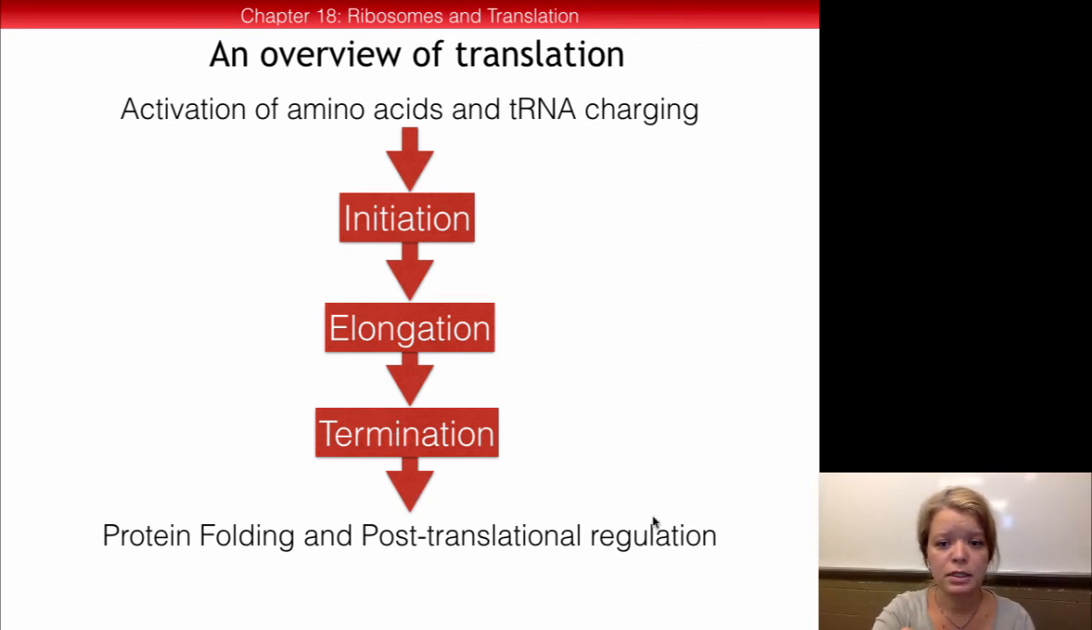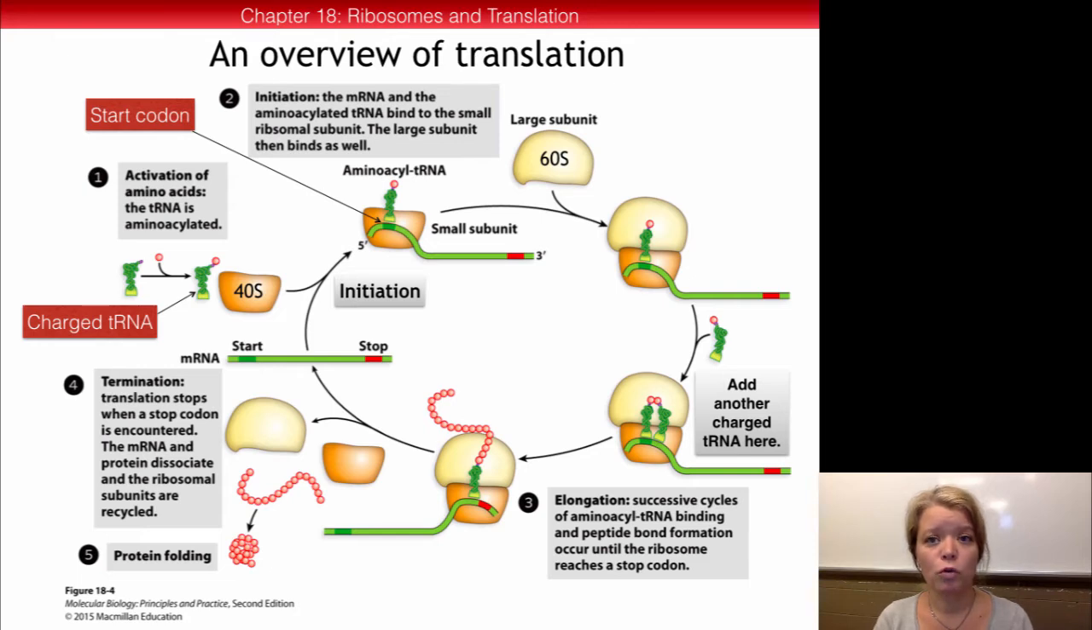And then, not in this set of lectures, but in the next set of lectures, we will also talk about protein structure and folding specifically, and different types of post-translational regulation that can occur, as well as post-translational processing. This all depends on how much time we have. So here's the overview from your book showing how the process occurs.